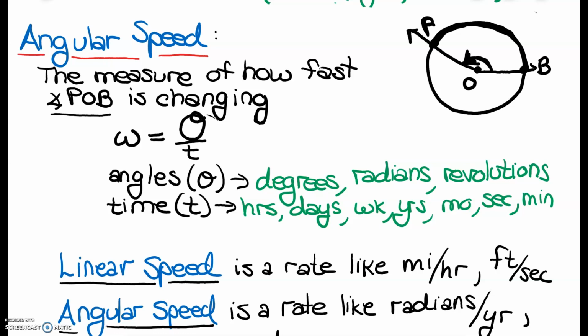So our angular speed could be measured in degrees per week, radians per day, revolutions per year. So it is definitely a rate, but its default value, unless otherwise told to do so, you should be measuring your angular speed in radians. This should be a radian measure. So make sure that, unless told otherwise, your angle is measured in radians.